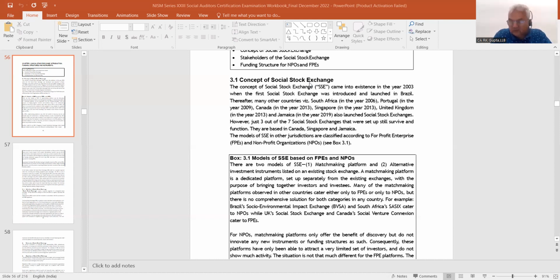So these minimum reporting standards, which will be issued for these for-profit enterprises and NPOs, will be based on the general information, governance, funding, legal and statutory filings, reports, etc. So the social stock exchange, basically, what they will do is, they will be a separate segment of a recognized stock exchange.